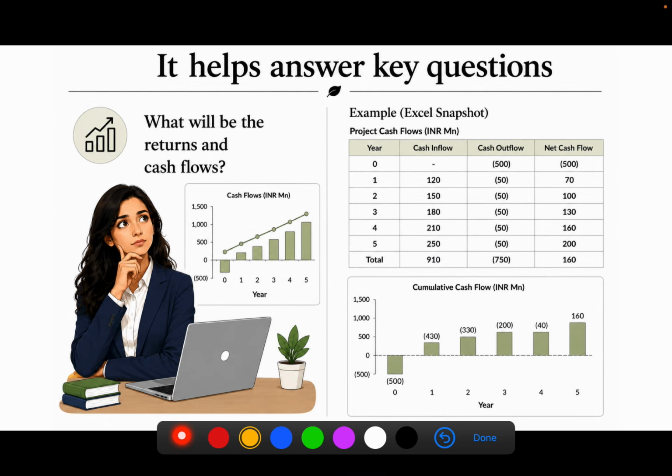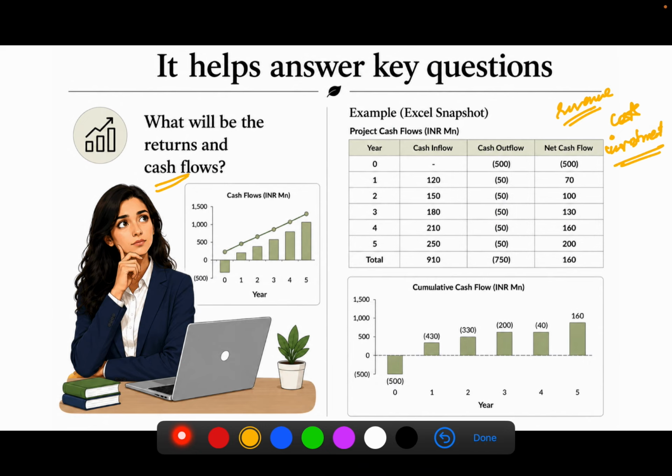Now let's look at the project's cash flows. This is actually quite easy to understand. Money comes into the project and money goes out of the project. The money coming in could be revenue from selling electricity, and the money going out could be operating costs and the initial investment.